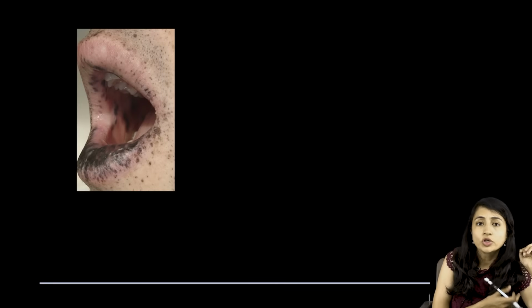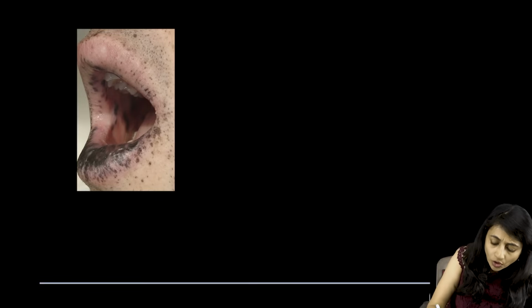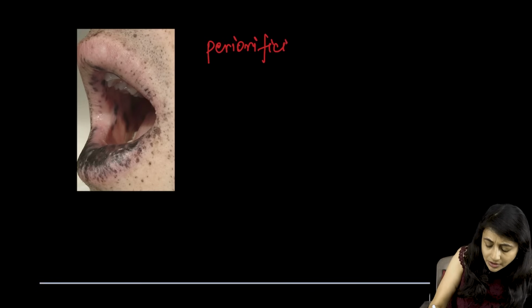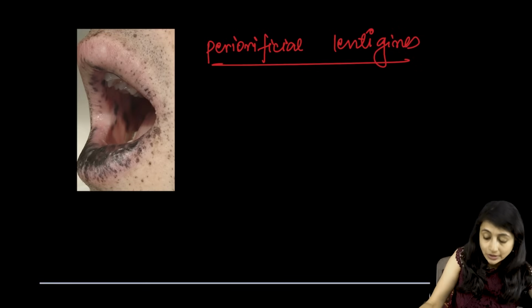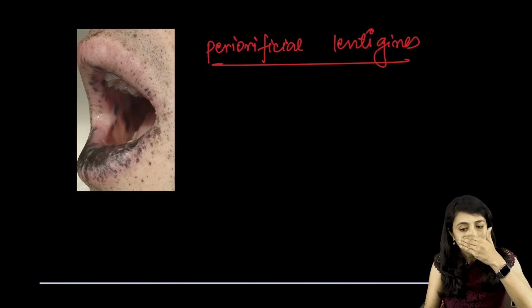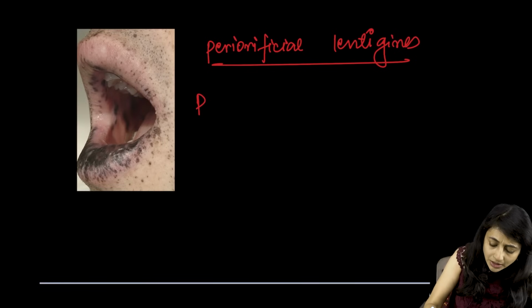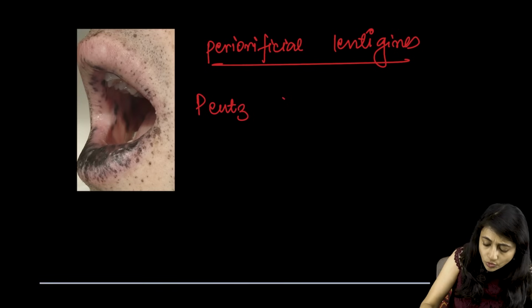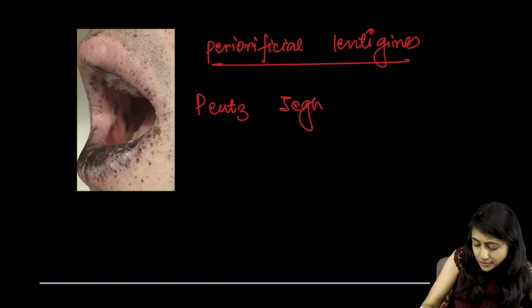Okay. What do you see here? You see a lot of periorificial lentigines. That is what you're seeing. Whenever you see this image, the question can be what is the diagnosis? So, in any condition where you see periorificial lentigines, the diagnosis is Peutz-Jeghers syndrome.